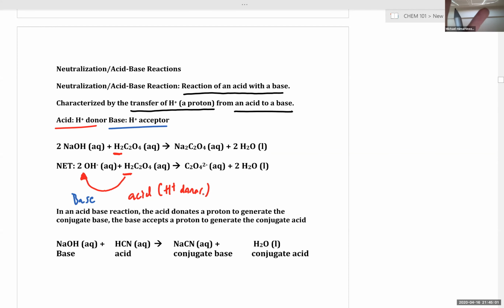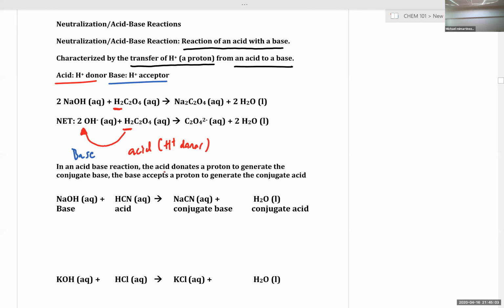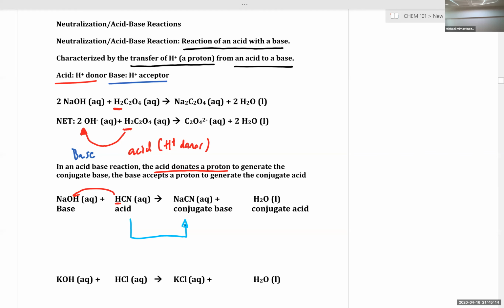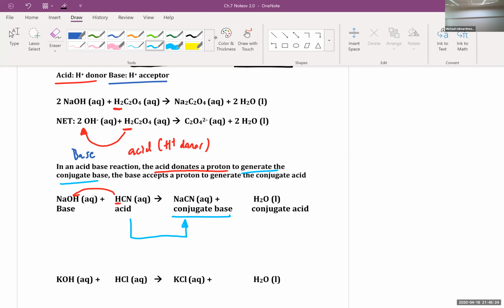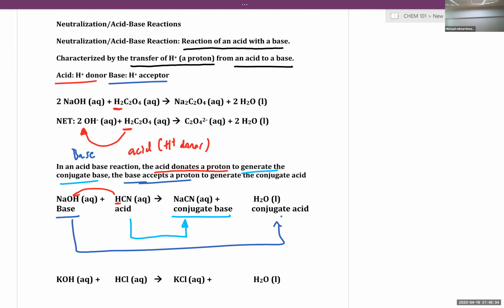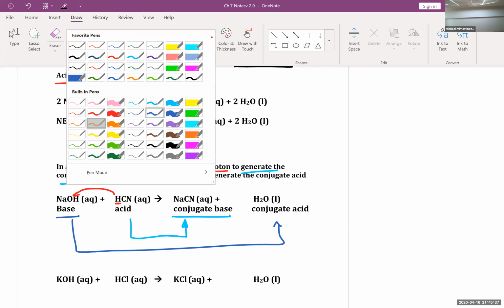Just as a run through, in an acid-base reaction, the acid donates a proton. When it loses a proton, you generate the conjugate base. The base accepts a proton. So hydroxide is our base, it accepts a proton, and in turn, we generate what is known as the conjugate acid.